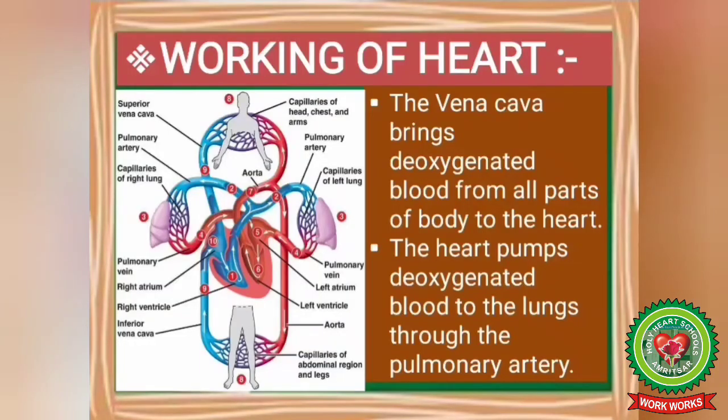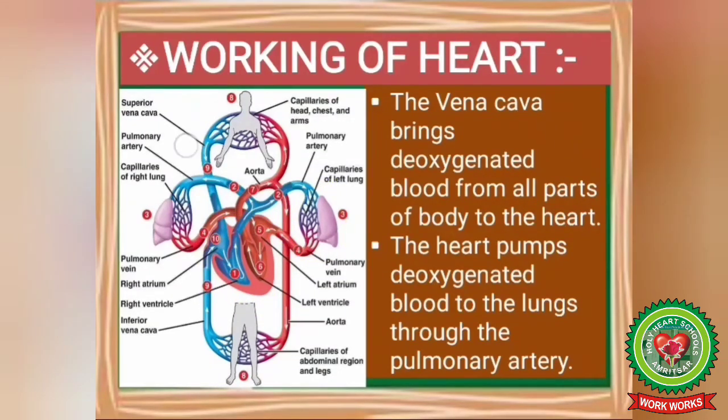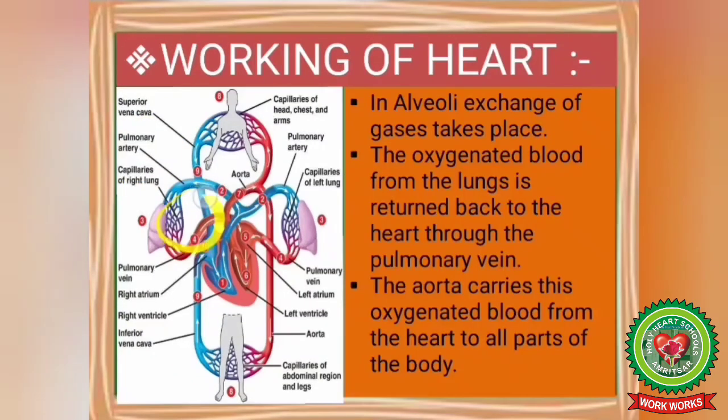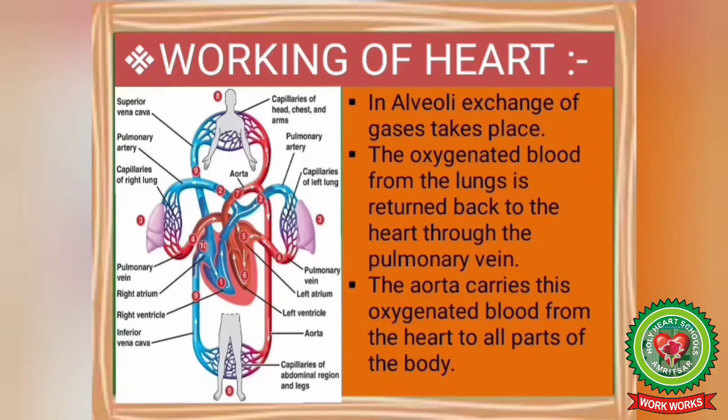Working of heart. The vena cava brings deoxygenated blood from all parts of the body to the heart. The heart pumps deoxygenated blood to the lungs through the pulmonary artery. In alveoli, exchange of gases takes place. The oxygenated blood from the lungs is returned back to the heart through the pulmonary vein. The aorta carries this oxygenated blood from heart to all parts of the body.